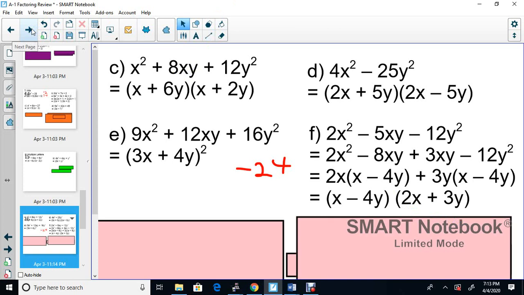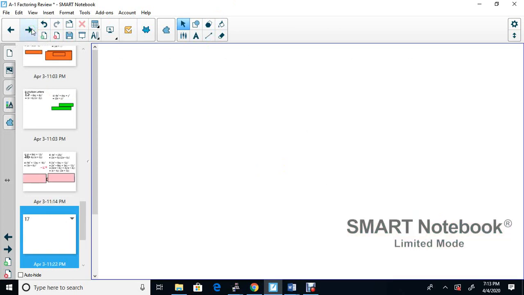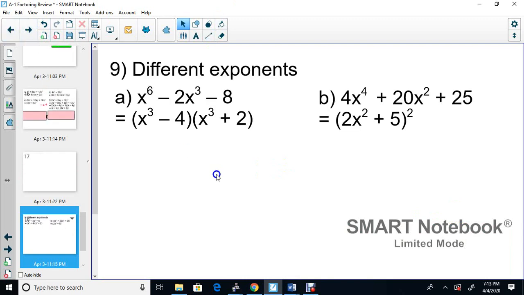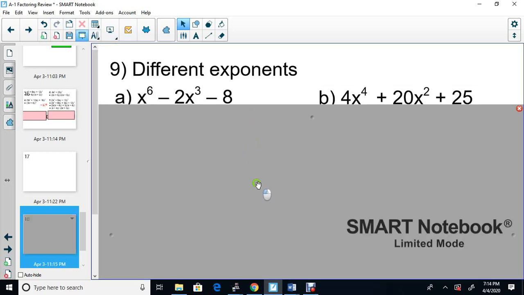Okay, now we'll go into our last kind. For some reason, I skipped a page. We've got different exponents. So if you notice here, 6, 3, and no number. Here, 4, 2, and no number. So you can still factor these. Okay, you can still factor these even if they have a different exponent.